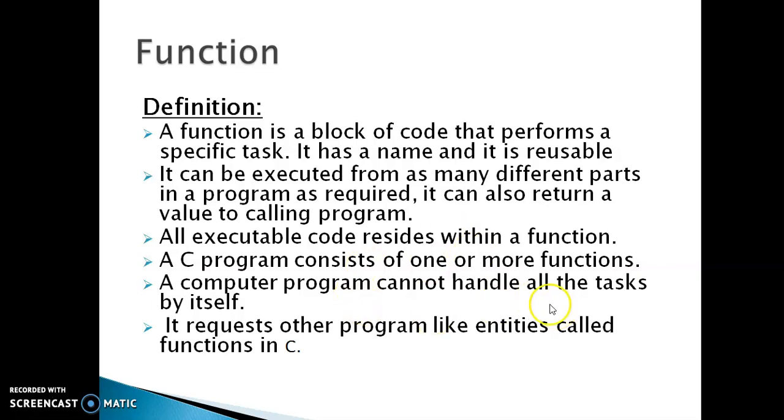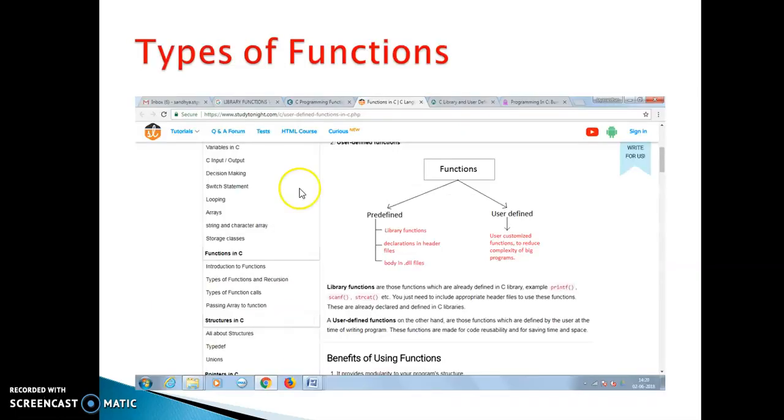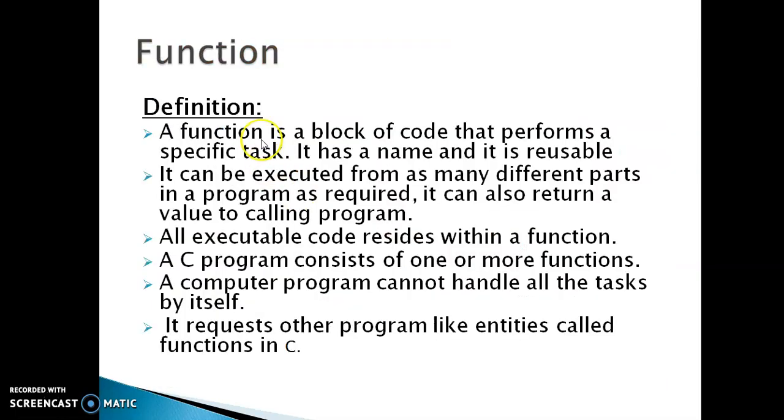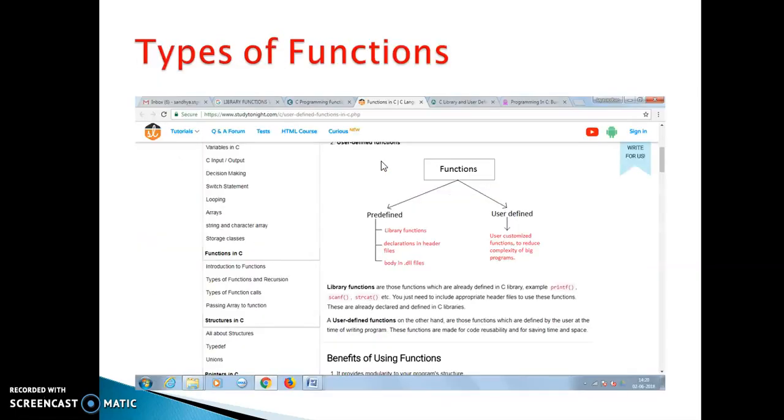A computer program cannot handle all the tasks by itself. Definitely it will make use of functions. It requires other program-like entities called functions in C. So we just defined what is meant by a function: it is a block of code that performs a specific task. Now there are two different types of functions. They are predefined functions and user-defined functions.